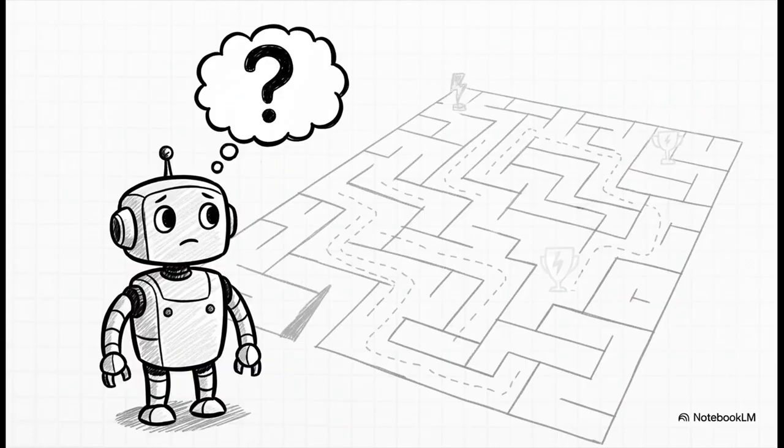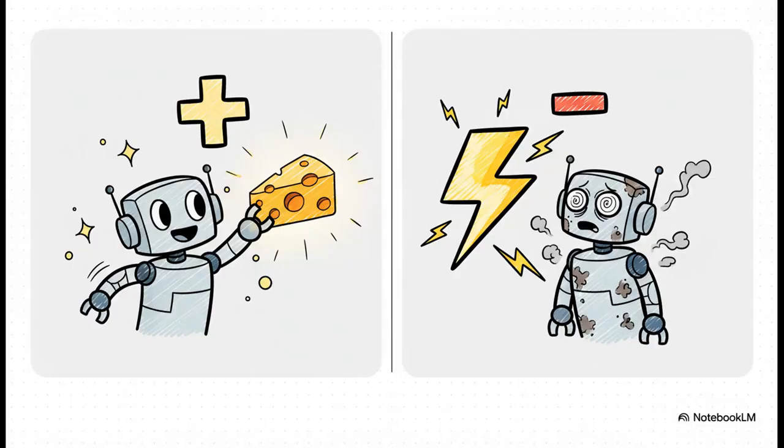Zero knowledge. The only way our agent learns is through a super simple feedback system. It gets a bunch of positive points when it finds the goal, the cheese, and it gets negative points when it hits a trap. That's it. These rewards and penalties are the only clues it has to figure things out.